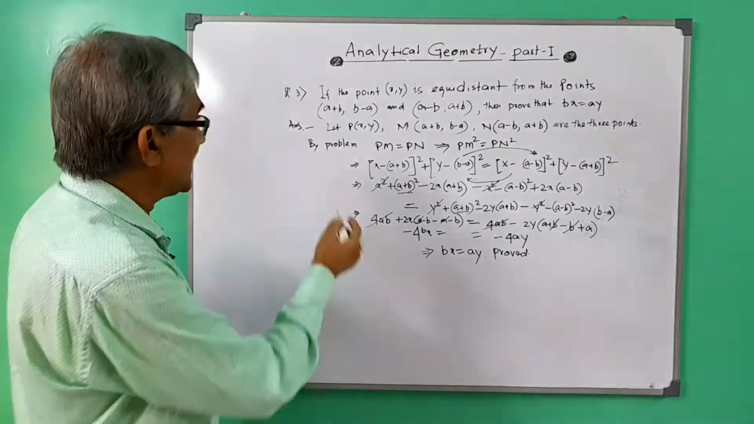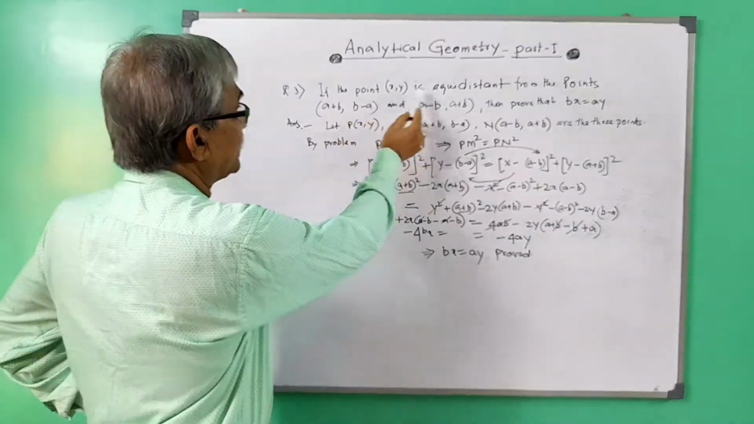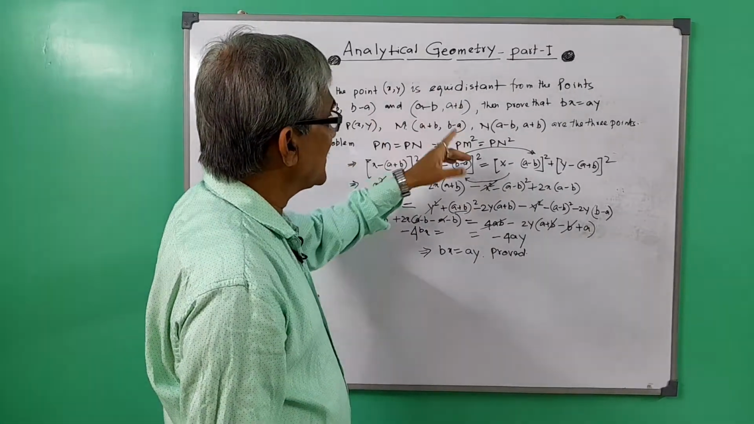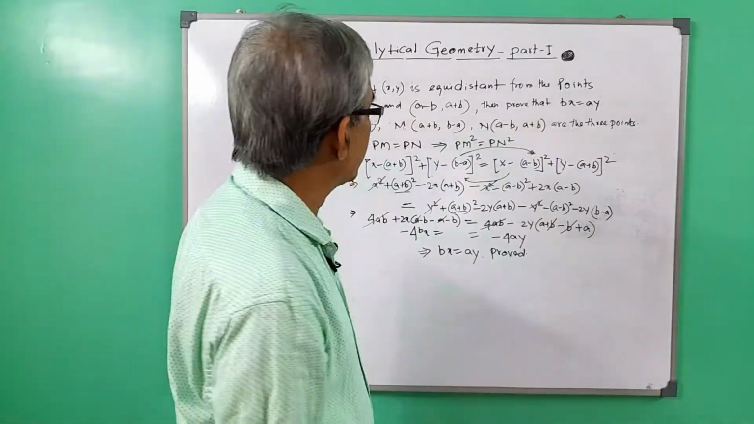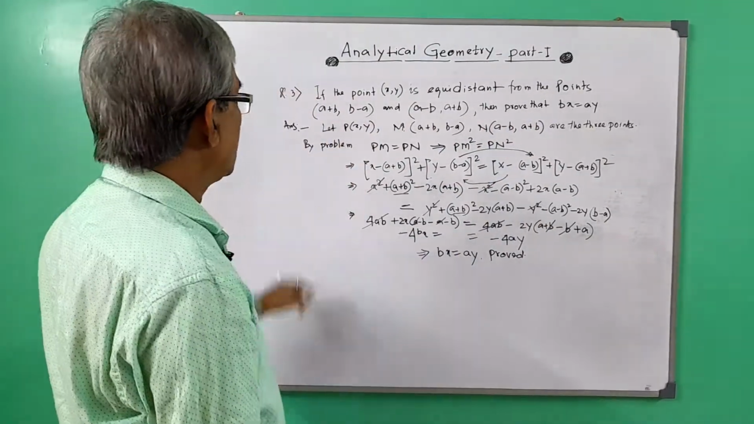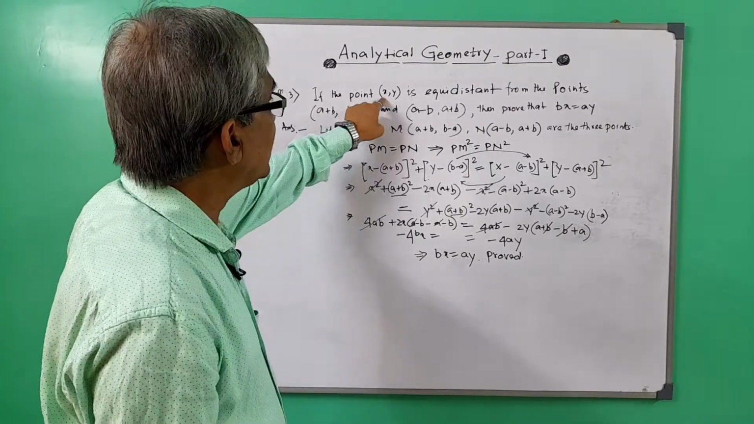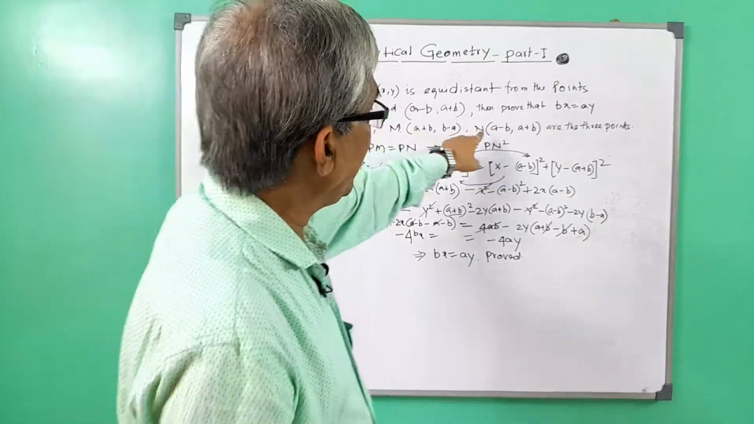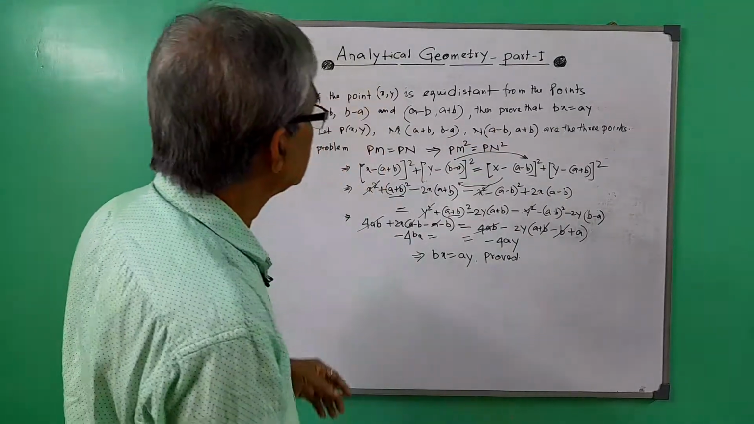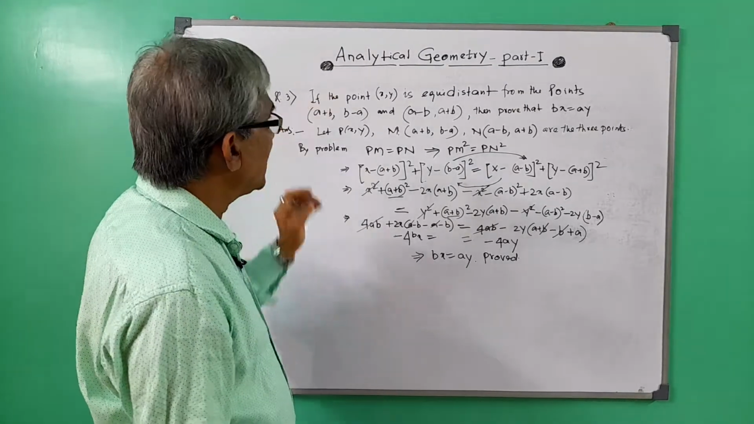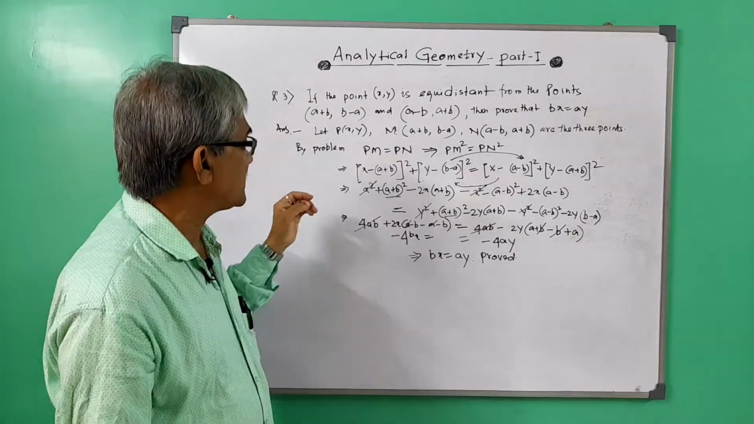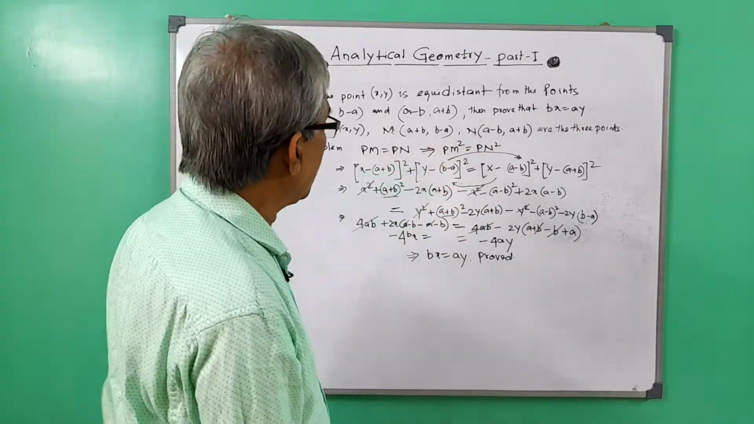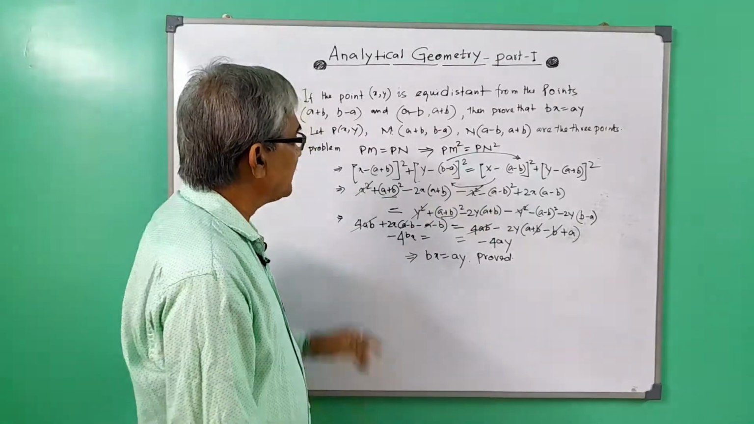Now let us take another example. The question is, if the point (x, y) is equidistant from the points (a plus b, b minus a) and (a minus b, a plus b), then prove that bx is equal to ay. This is your question. So let us consider the point P to be (x, y) and the other 2 points M and N. Now by problem, P is equidistant from these 2 points M and N, therefore PM is equal to PN. You can square it, PM square equals PN square. That is, this way you are overcoming the difficulty of the root.